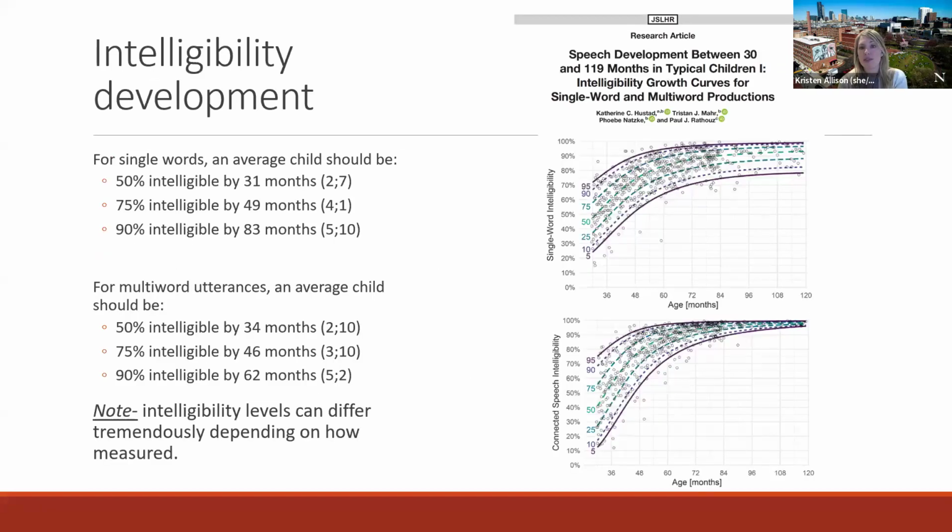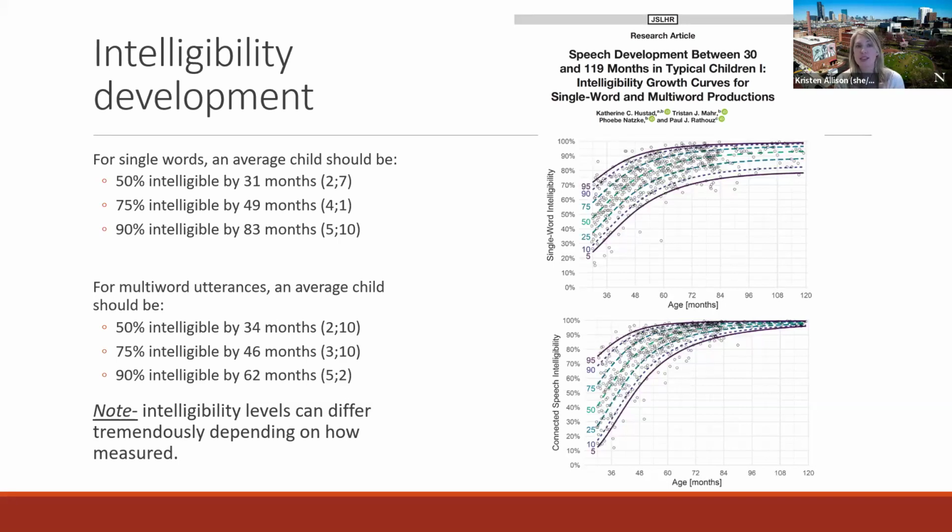So intelligibility levels can vary a lot depending on how they're measured. When we're talking about intelligibility, we're talking about the percent of words that a child produces that are understood by a listener. If the listener is a parent, the parent is going to understand a much higher percent of words than an unfamiliar listener would, because you're familiar with the child, you know what they're saying. And any close relatives or speech therapists who work closely with your child are going to understand more of your child's speech than someone who's just a naive listener that doesn't know your child.